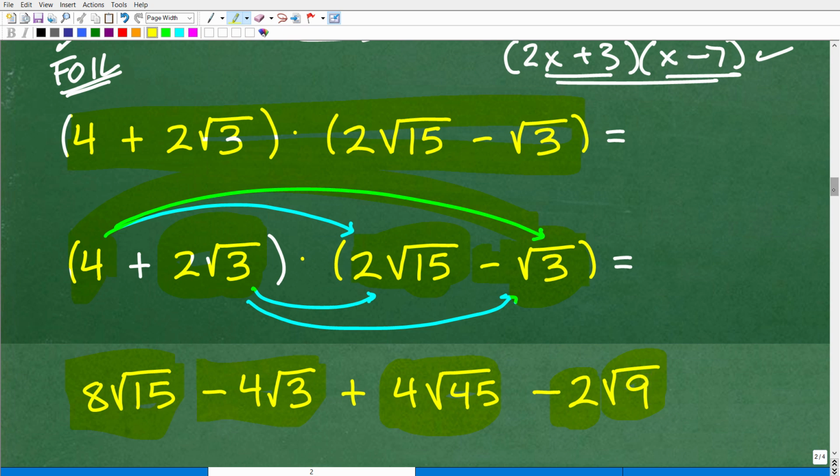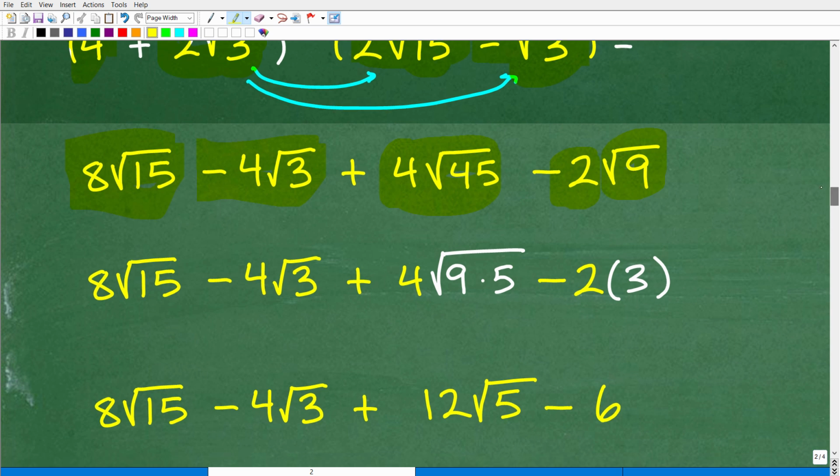Okay, so now let's go ahead and simplify this because we're not done yet. So 8 square root of 15, that's as simple as we can write this. And we can write this a little bit simpler because we have a perfect square inside the 45. So we can think of 45 as the square root of 9 times 5, which is 45. 9 is a perfect square. These are perfect square values, 4, 9, 16, 25, because when I take the square root of these things, I get these nice lovely values.